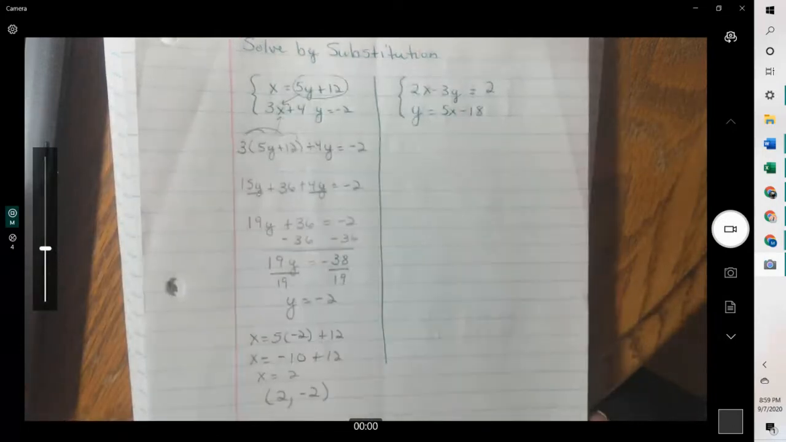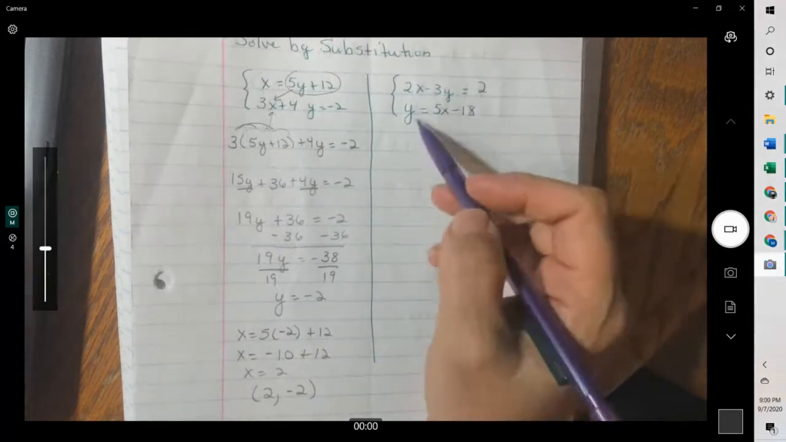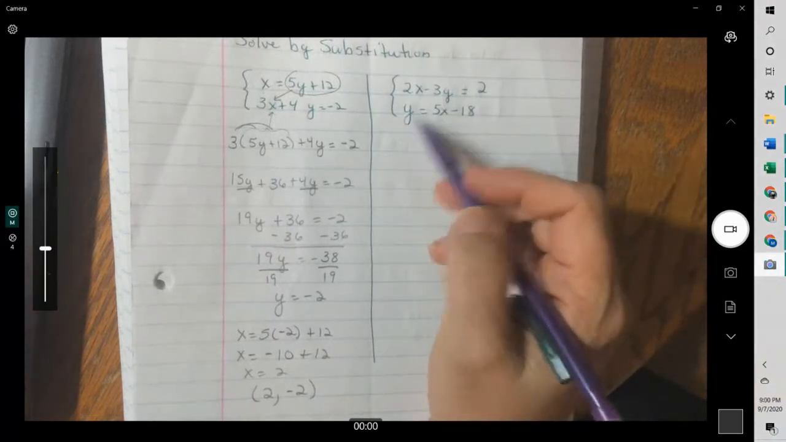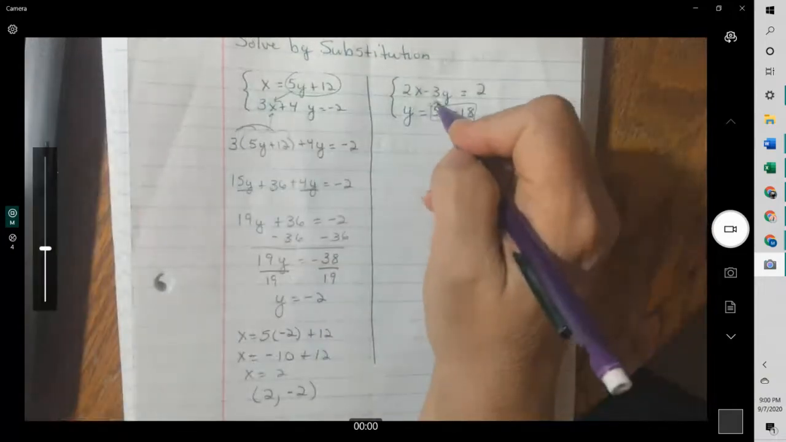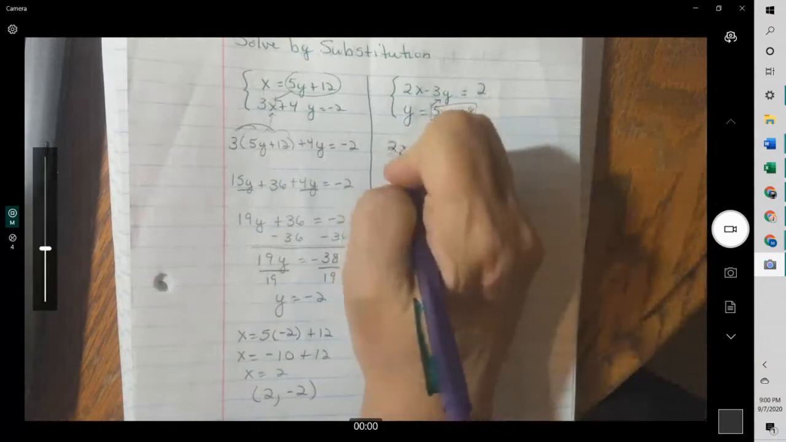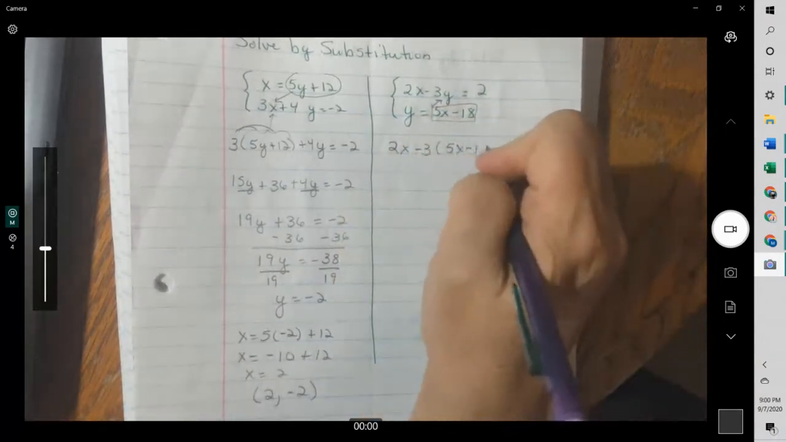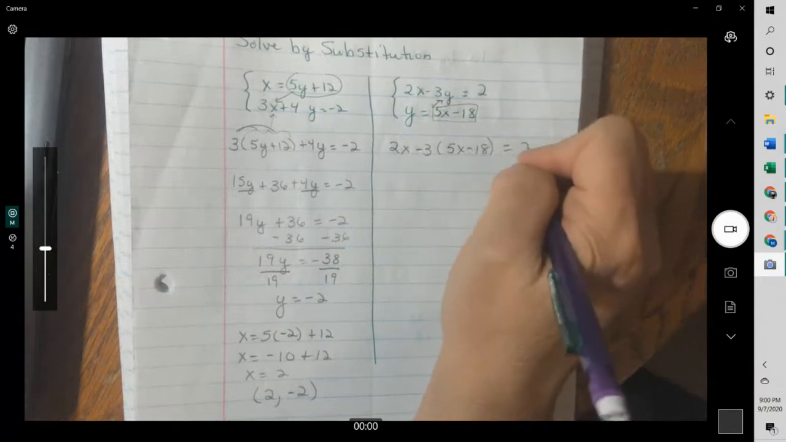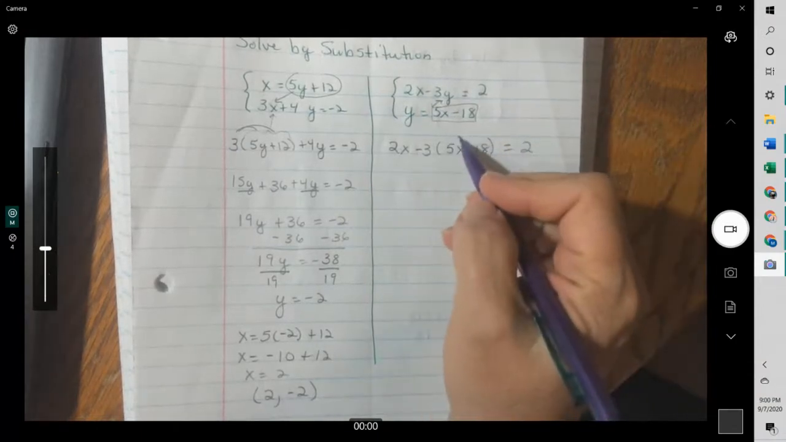Let's try one more. Notice this one is solved for y. So then we can take this and plug it in for y. So we have 2x minus 3 times 5x minus 18 equals 2. So we just plugged it in where the y was.